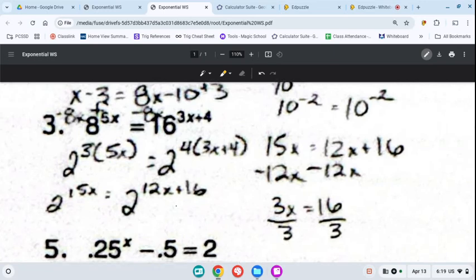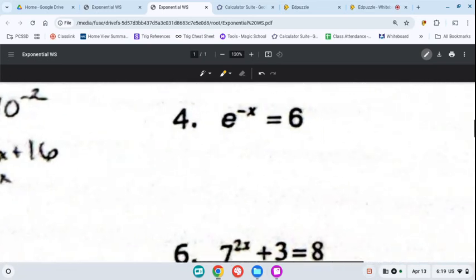So let's look at number 3. Number 3, we get an 8 and a 16. In math, we reduce, so our common factor there is 2. 2 to the third power for 8, 2 to the fourth power for 16. Multiply those things all together. By the time I get my x alone, I end up with x equals 16 over 3. So you can pause that there if you need to see the work.